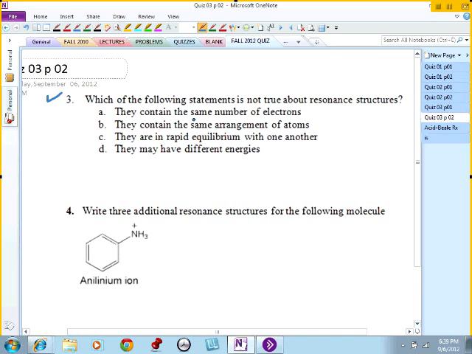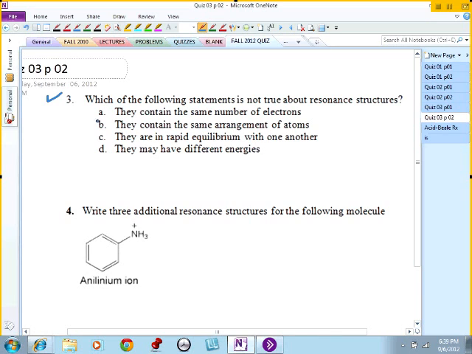So that is not correct. The correct answer is C because that is not correct. Okay? Because it says which of the following statements is not true. No, all you change is electrons. You do not change the position of the atoms. In resonance, all you change is the electron, the pi electron, or the non-bonded electron.